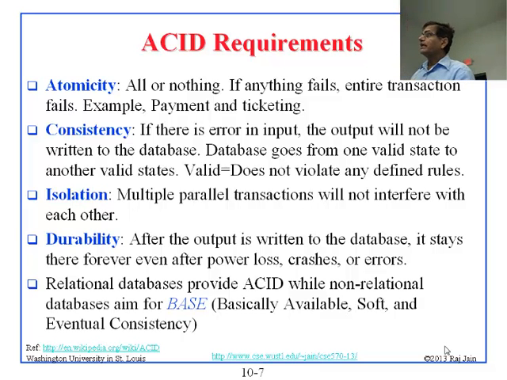Isolation. Multiple parallel transactions will not interfere with each other. Transactions are getting done all the time. When you have a database, there's not one user, there are hundreds of users. And one user will affect the others in some sense, but they should not interfere with each other as much as possible.